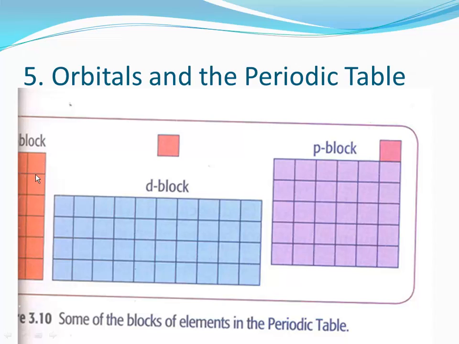So you can see here you have the s block in the alkaline earth metals, the d block is your transition metals, and then your p block is from boron to your noble gases.